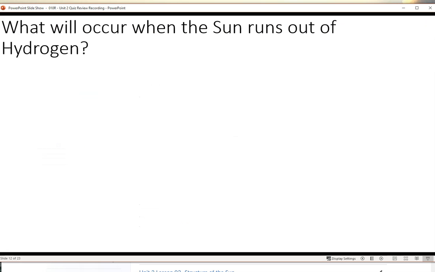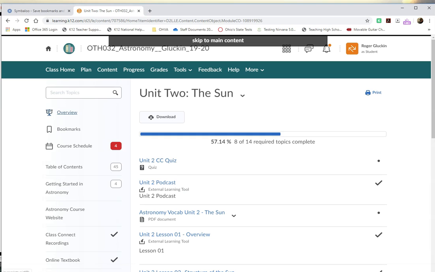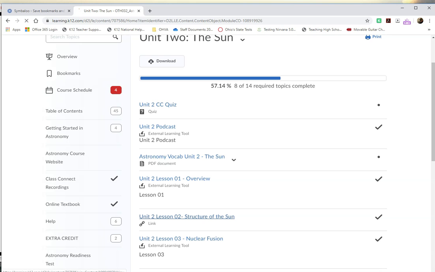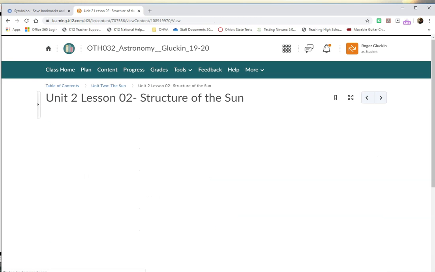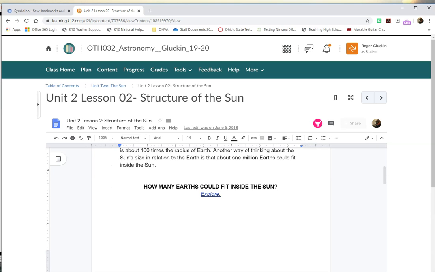What happens when the sun runs out of hydrogen? Spoiler alert, it's pretty dramatic. How many planet Earths could fit inside the sun? Sorry about that, a typo there. How many planet Earths could fit inside the sun? And for that, you want to look in Structure of the Sun, lesson 2. And there's a headline right there about that. So learn more right there.